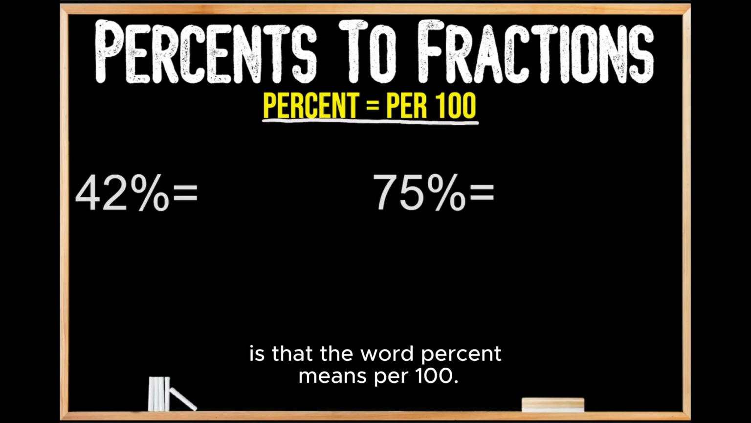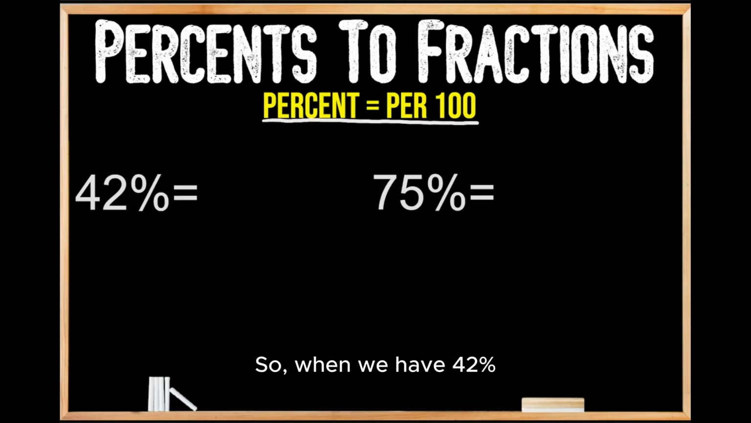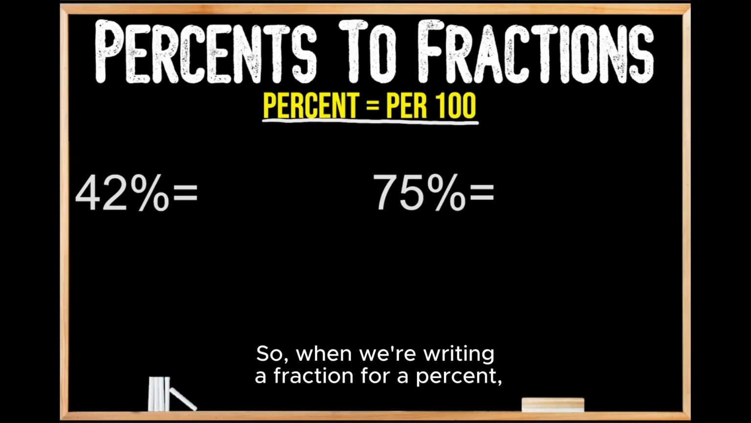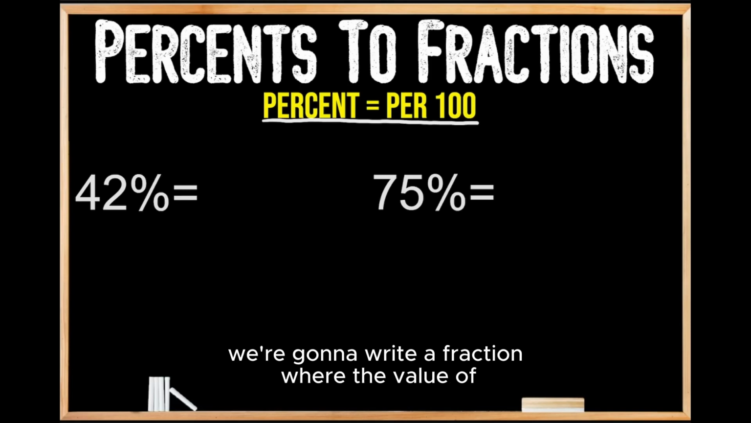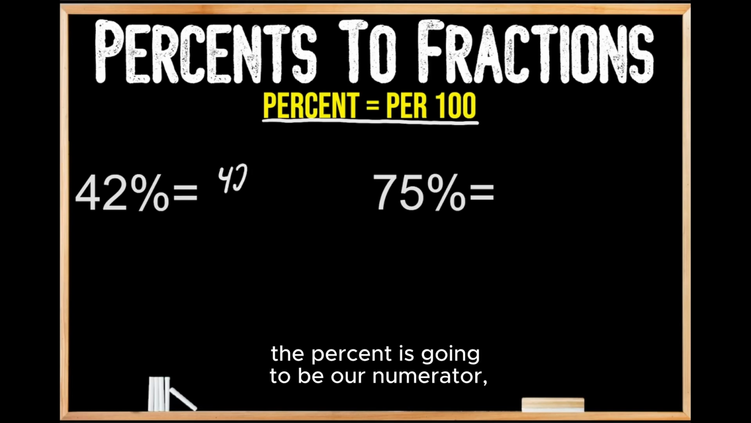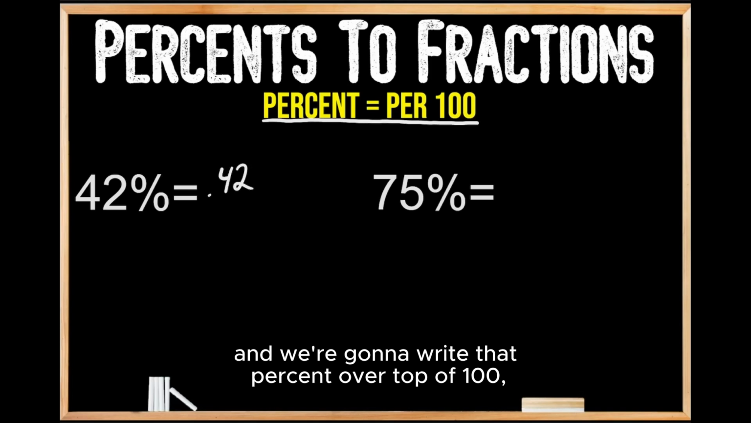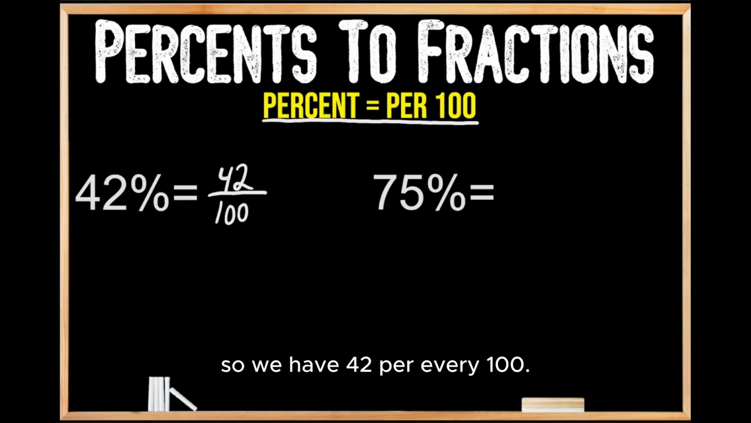So when we have 42%, that means that for every 100, there's going to be 42 of whatever it is that we're measuring. So when we're writing a fraction for a percent, we're going to write a fraction where the value of the percent is our numerator, and we're going to write that percent over top of 100. So we have 42 per every 100.